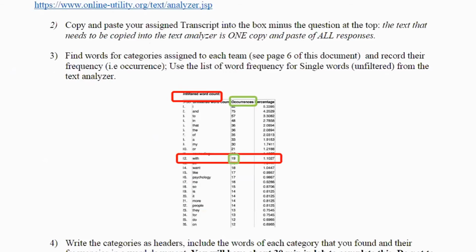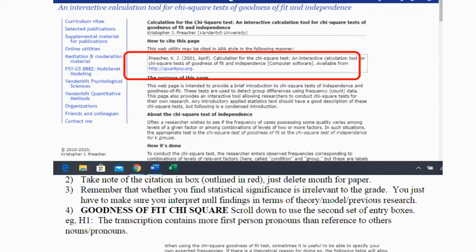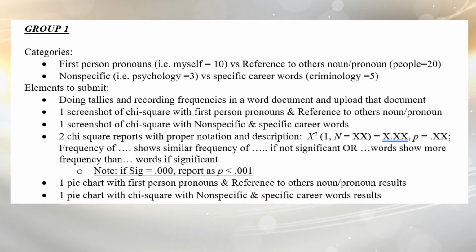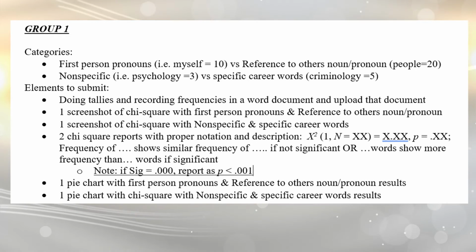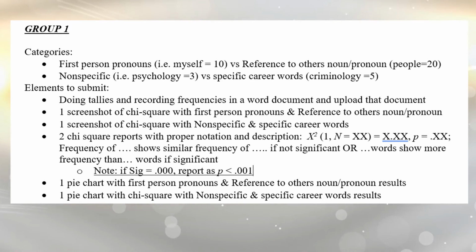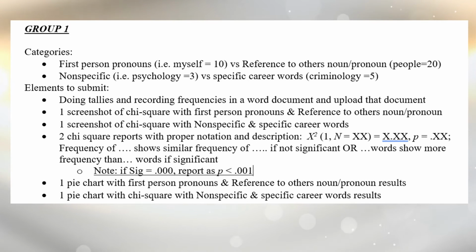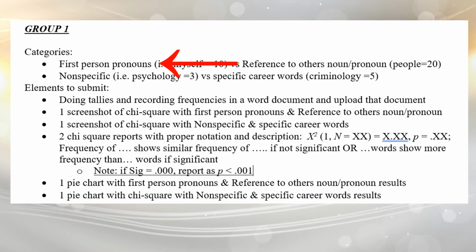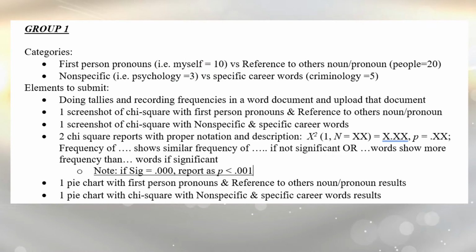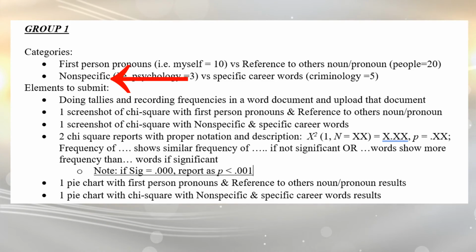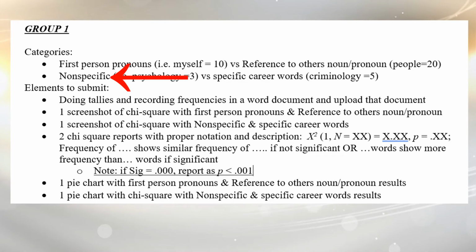Each group is going to be assigned a prompt. So let me go ahead and get to the categories so you'll understand what you're looking out for. It's going to be towards the end of the document on page 6. So I already have the groups outlined. For group 1, you're going to have 2 categories. First person pronouns versus references to other nouns or pronouns. And then your second category is non-specific versus specific career words.